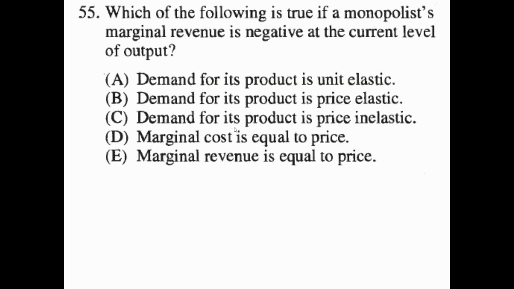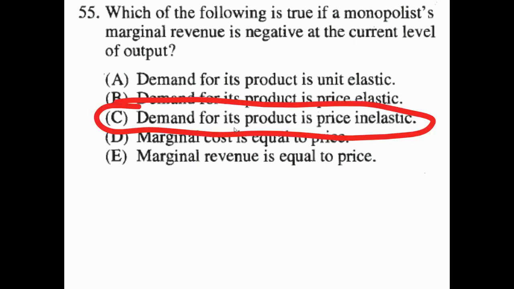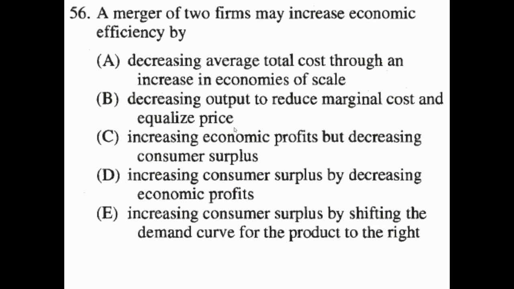Yes. Another one. Which of the following is true if a monopolist's marginal revenue is negative at the current level of output? Think about it, refer back to the graphs, pause the video. Now I'm going to show you the answer. The answer is C. The only one that is true: demand for its product is price inelastic. As I told you, when you go over the total revenue curve, marginal revenue becomes negative after it reaches its peak.